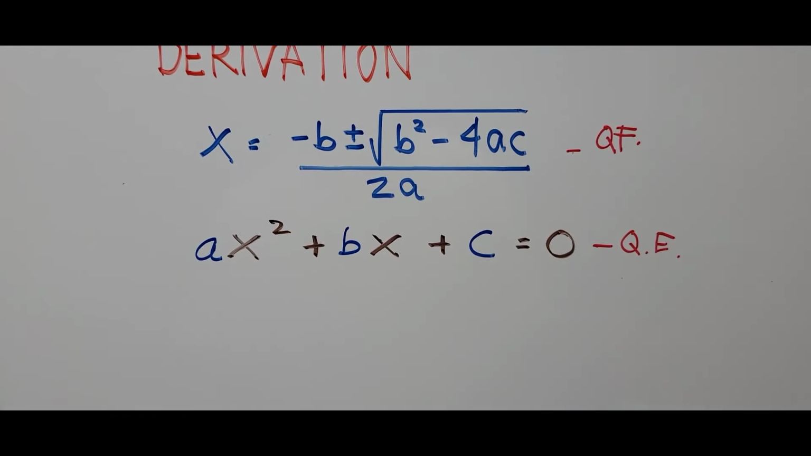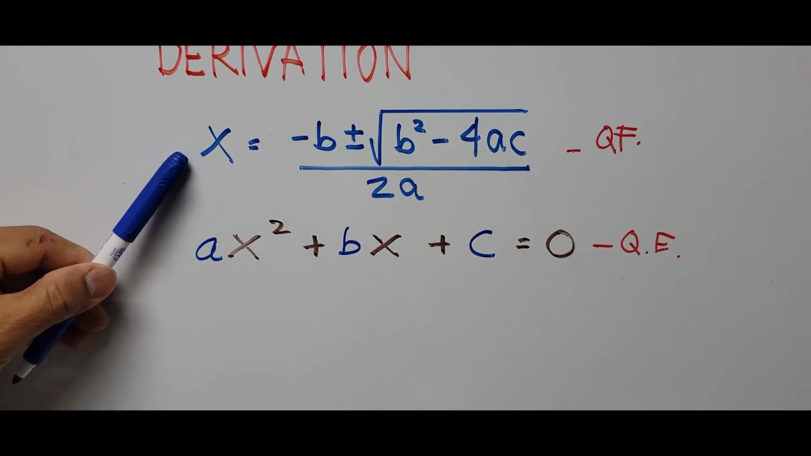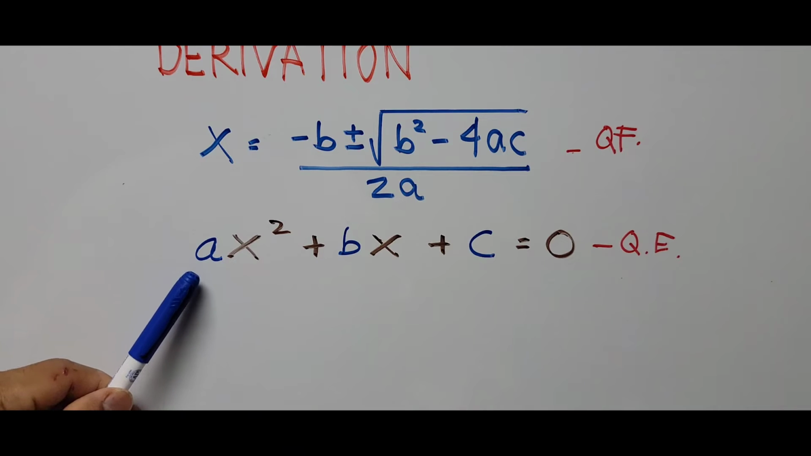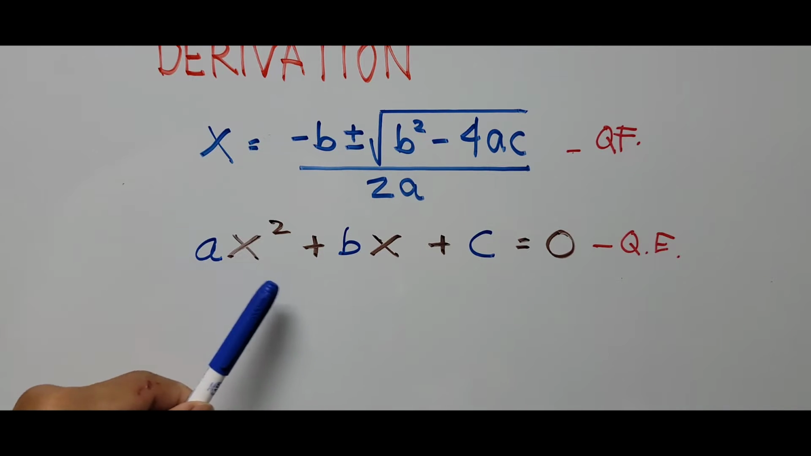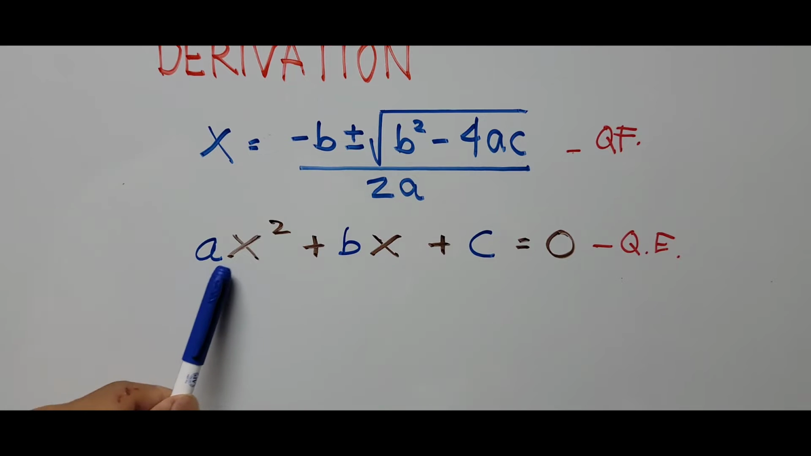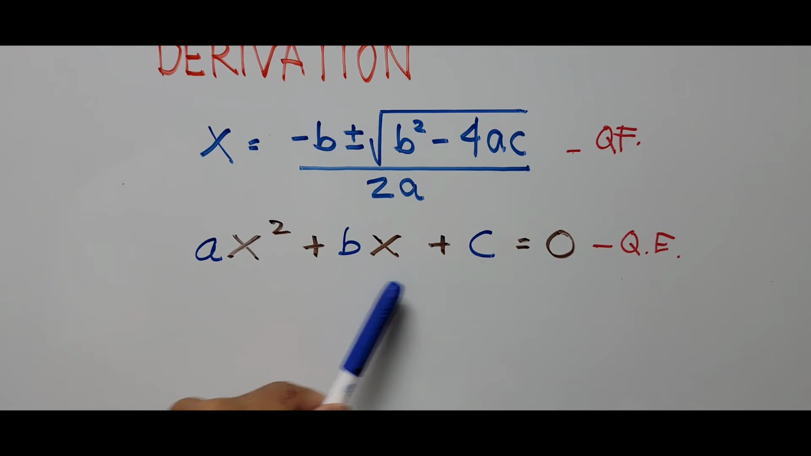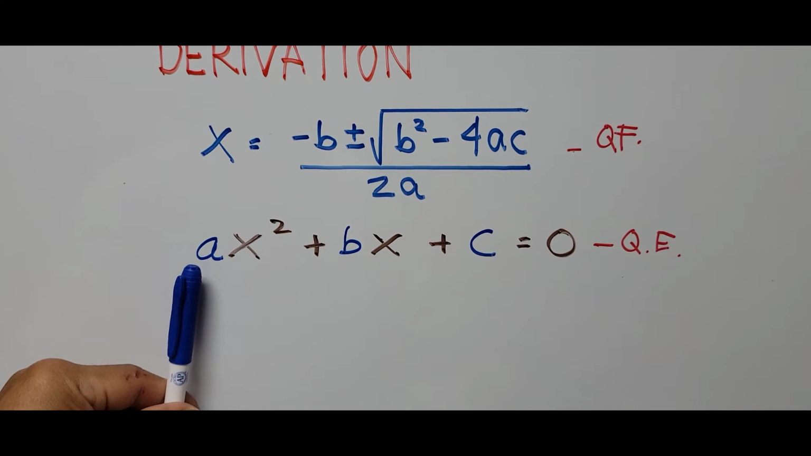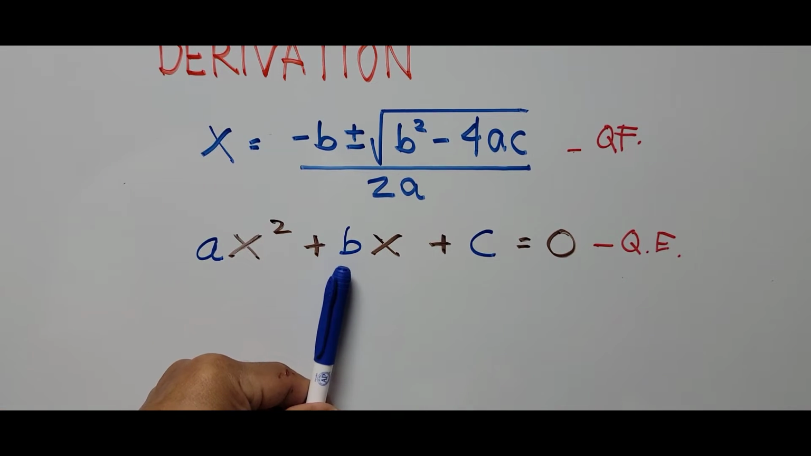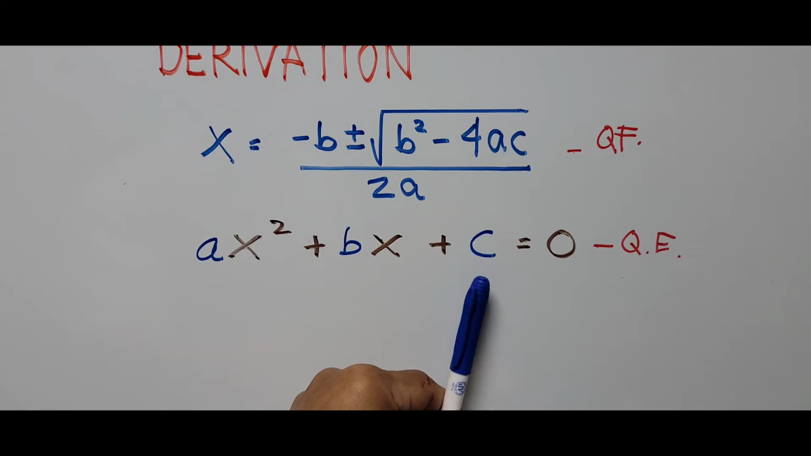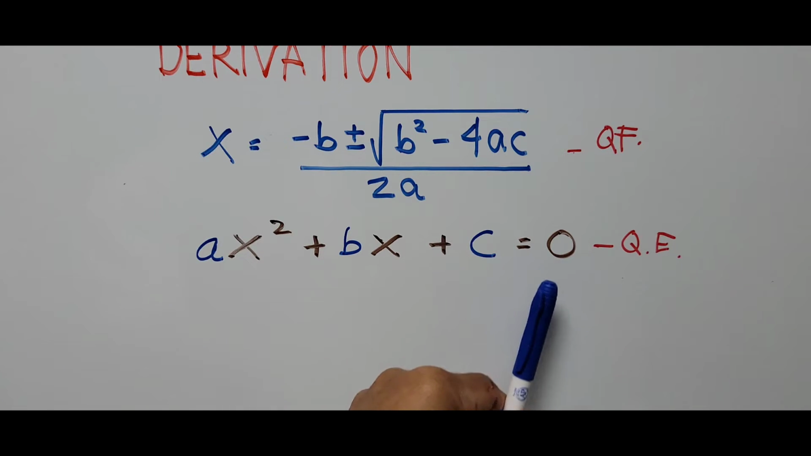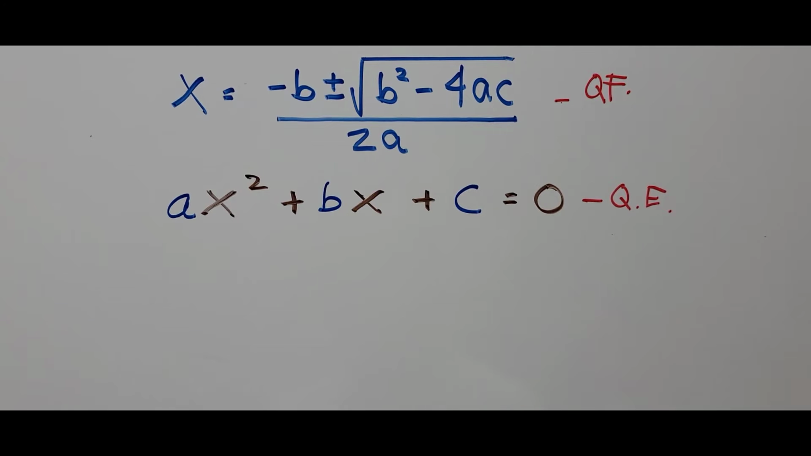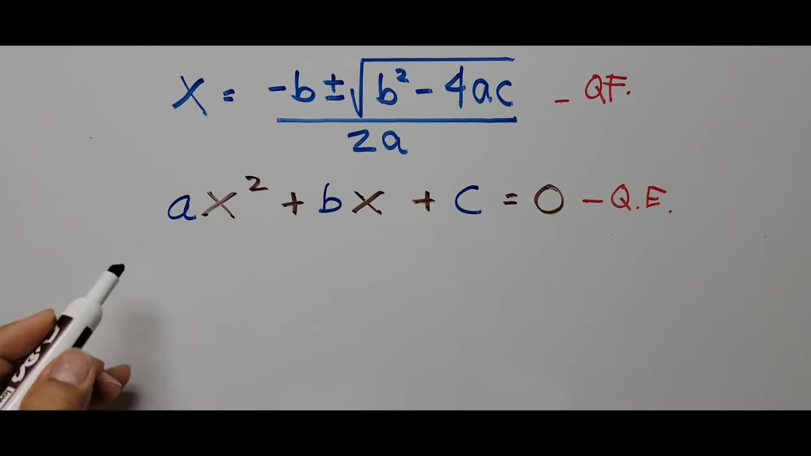To start the derivation, I have labeled this the quadratic formula over here, and we start with the quadratic equation in the form of these variables arranged: ax squared plus bx plus c equals 0, where a is the coefficient of the first term, b is the coefficient of the second term, and c stands for the constant. So that's the quadratic equation. In the derivation of this quadratic formula, we start with the quadratic equation, so let's write it down over here again, and we simplify.